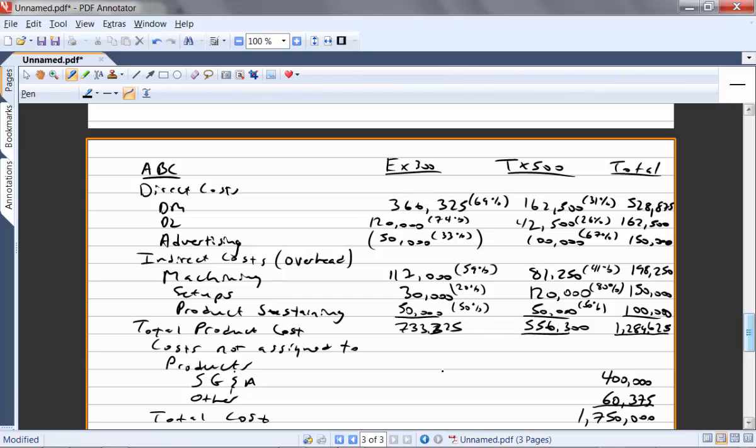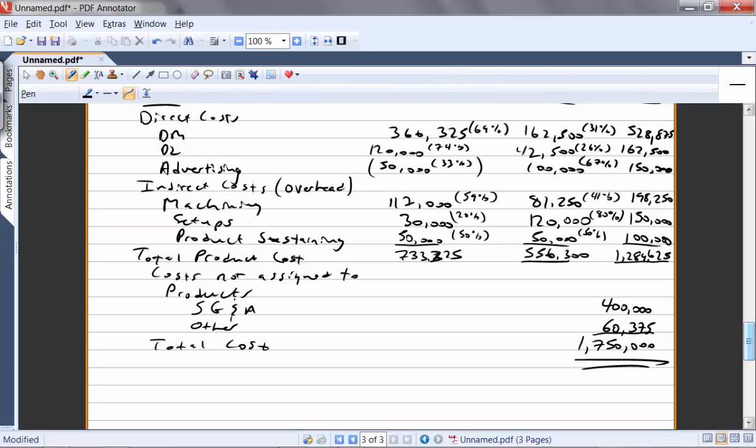But the ABC system does allocate the advertising, and in fact it allocates twice as much advertising to the T product than it does to the E product. So the T product should get 100,000 of this cost. Under the traditional system it doesn't. And so these two reasons combined are making it appear that both products are profitable for the company to produce, and still they're having a loss, and so they can't explain it.